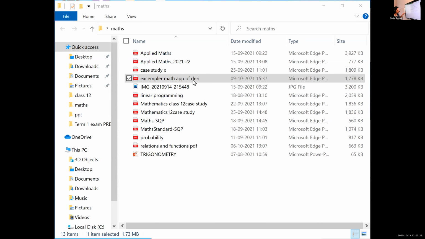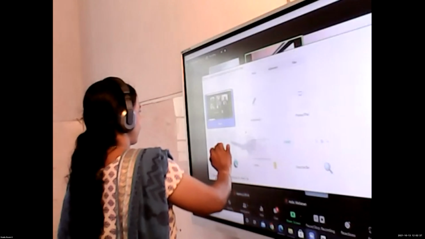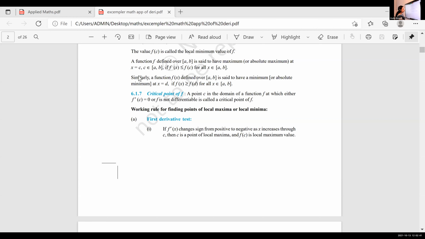Can you see the board? What I'm sharing, is it clear? No, you can't see. One second. Now, is it clear? Can you see this? Yes, ma'am. Okay. Now, first derivative test. Karthik, now can you see the screen? Which one am I sharing?